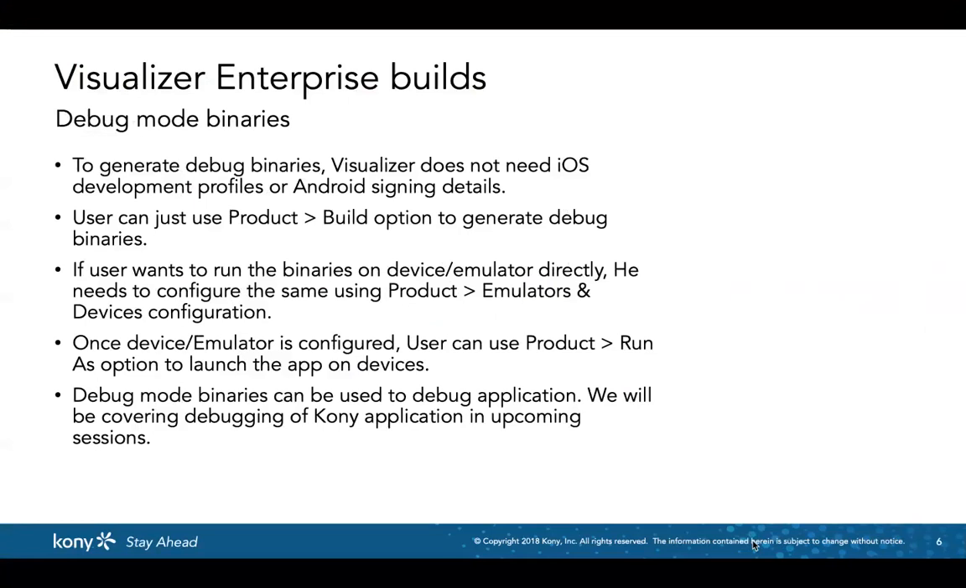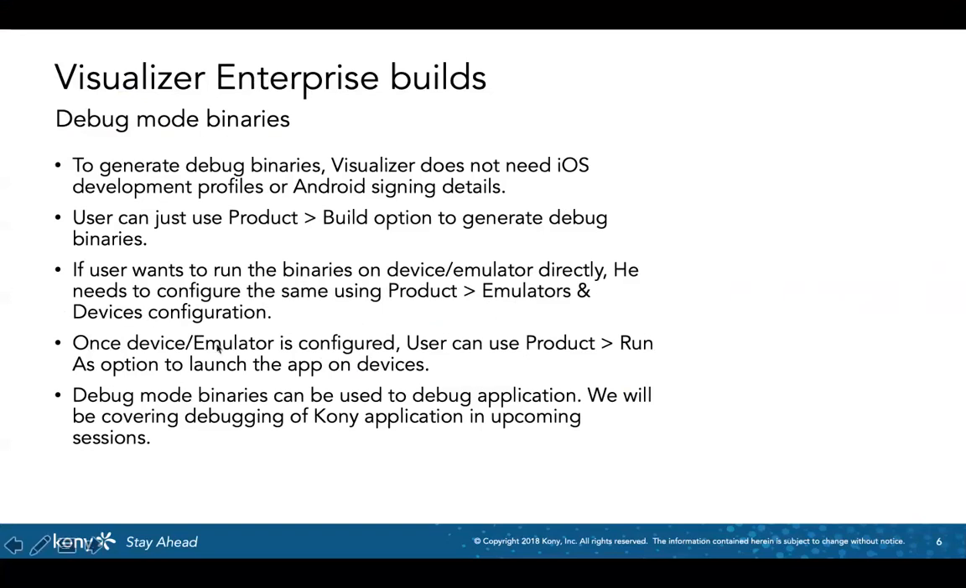So, Visualizer Enterprise debug mode binaries. To generate debug binaries, Visualizer does not need any development profiles or Android signing details because those can be launched locally on emulators and can be debugged. And this option, building debug binaries, can be done using the product build options. And if the user wants to run the binaries on a device or emulator directly, this needs to be configured using the product emulators and devices configuration settings. I'll just walk through this.